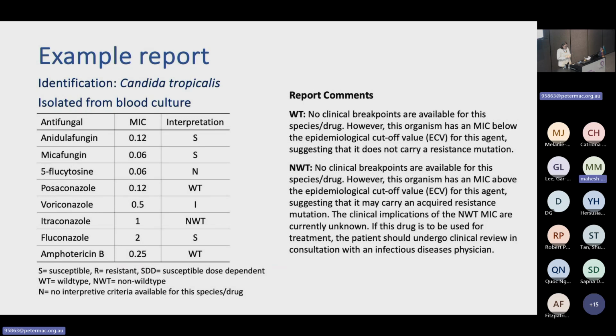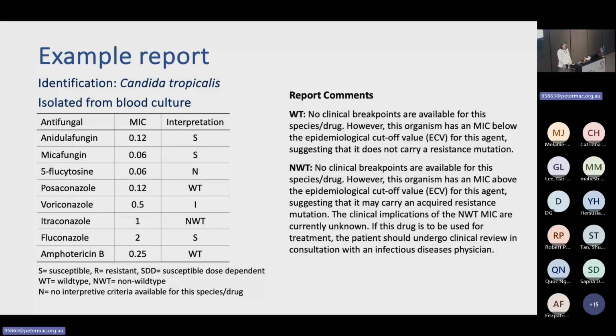And then there are some very extensive comments there to detail exactly what wild type and non-wild type means, and importantly, what they don't mean. And they look very long-winded, but that is the exact wording recommended by CLSI.